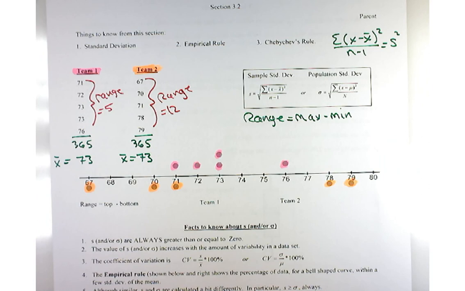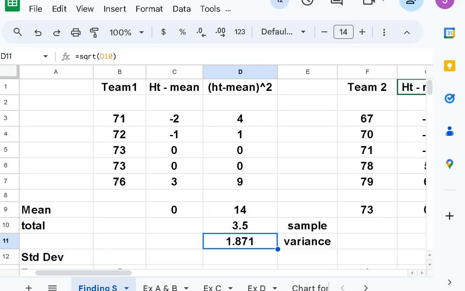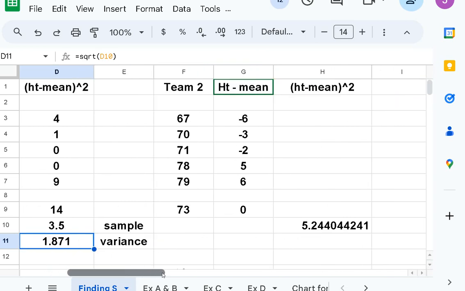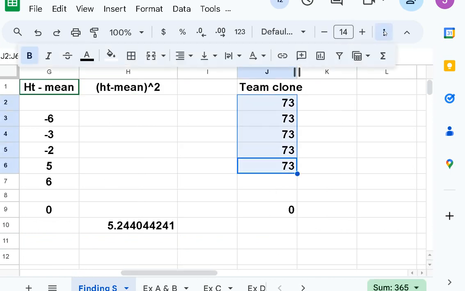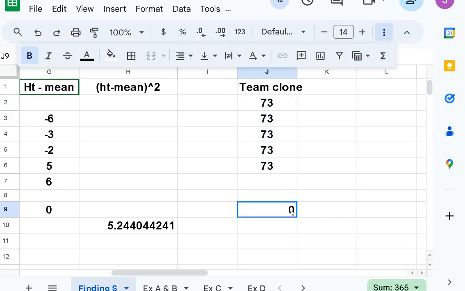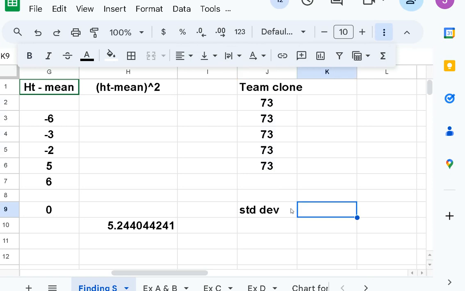All right, I want you to make a prediction here. Are we okay with standard deviation so far? Let's scroll over to team 3, which I'll affectionately call team clone. And here's the heights of team clone. So, I want you to make a prediction. What do you think, if I do the standard deviation, what do you think the standard deviation of that data set is going to be?